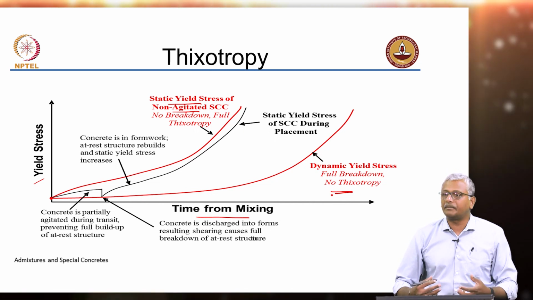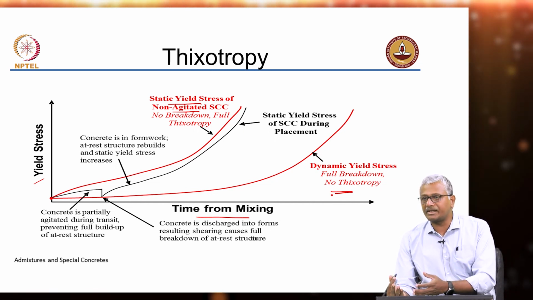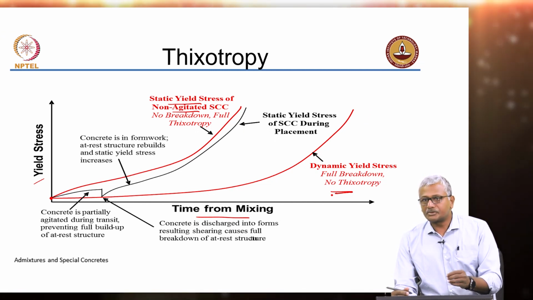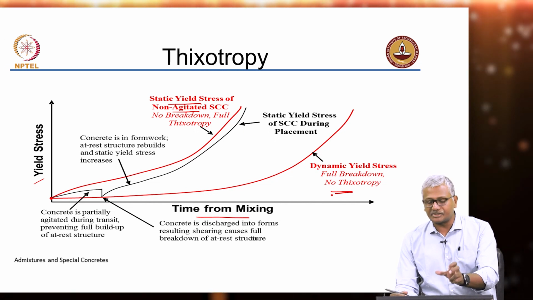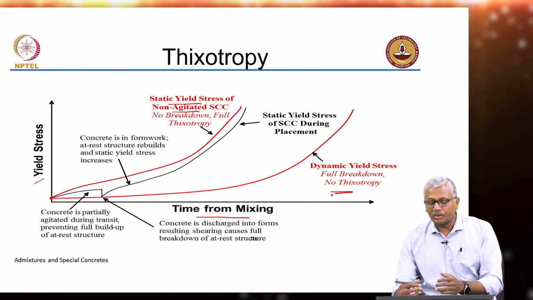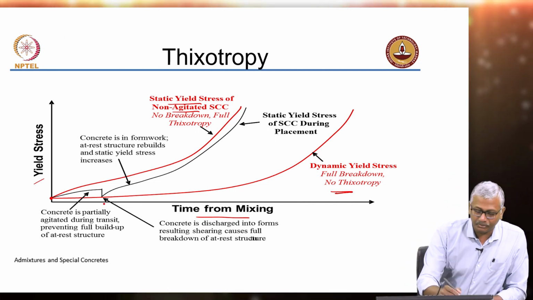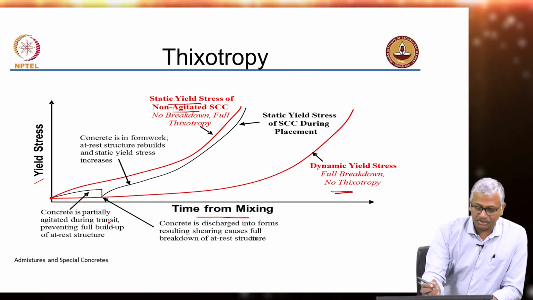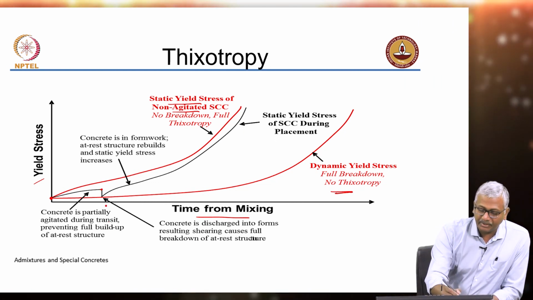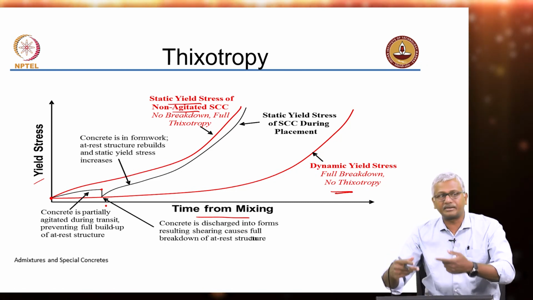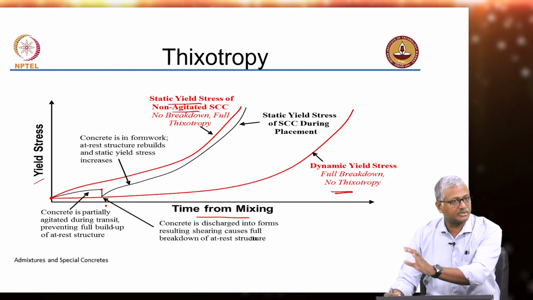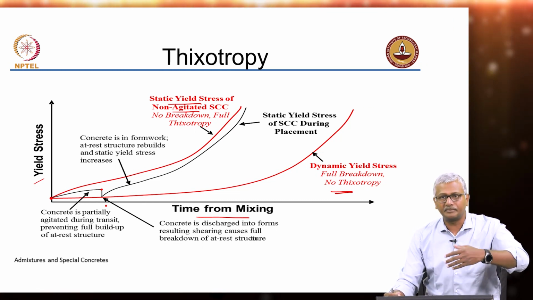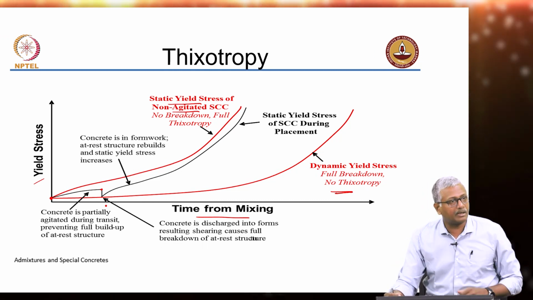Thixotropy is the internal buildup when you come to a lower strain rate, but that does not mean that hydration has already started. Okay. So, between the two cases of static yield stress and dynamic yield stress development, you have the actual static yield stress during placement. Here you have concrete which is partially agitated during transit, preventing full buildup of the structure. Then when it reaches the job site, you start rotating the drum faster, right, to cause it to get discharged. It is rotated obviously in the opposite direction. The RMC drum is rotated in the opposite direction to push the material out of the chute.